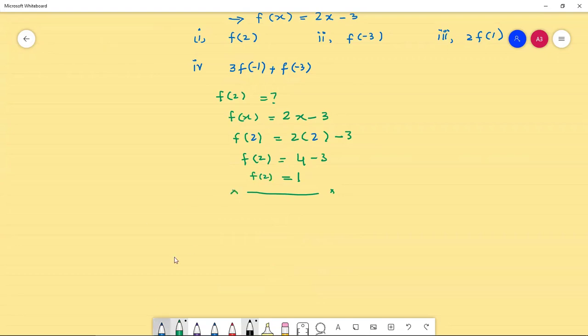The next part: this was the first part, and I will solve the second part here, f of minus 3. Similarly, you have to find f of minus 3. First write f of x, that is equal to 2x minus 3. Then in the very next step, you have to replace this x with negative 3.